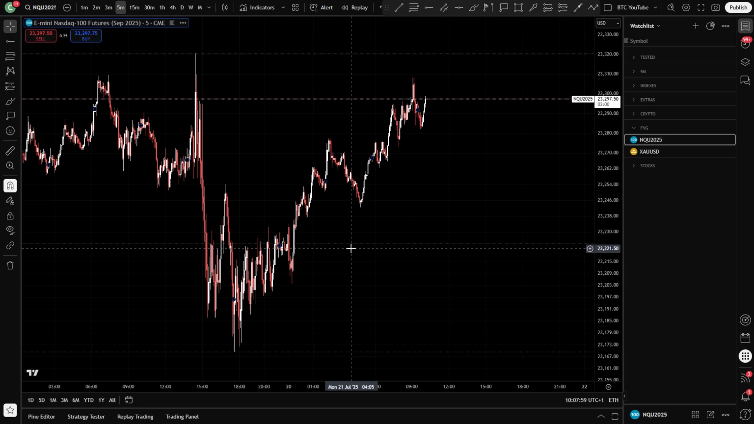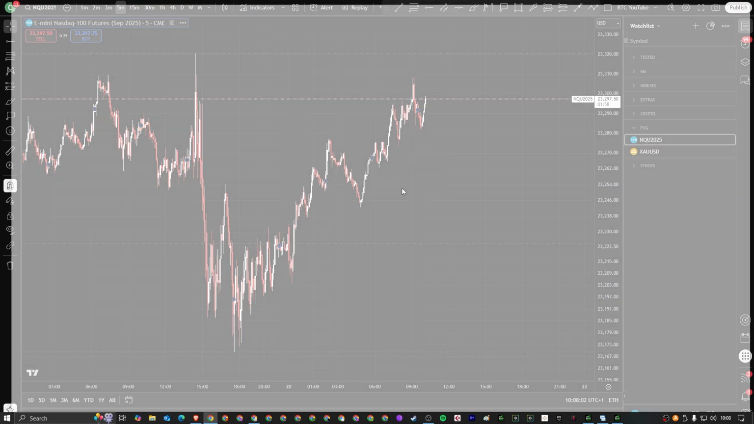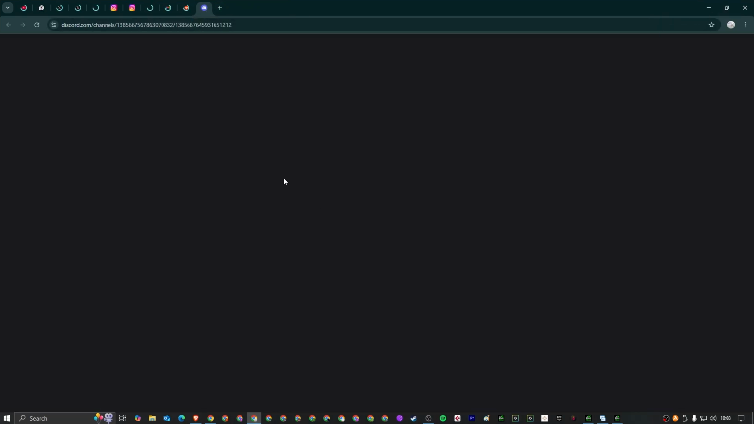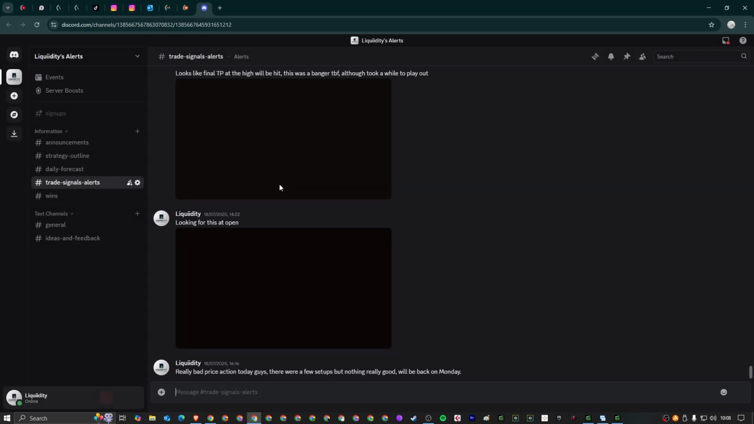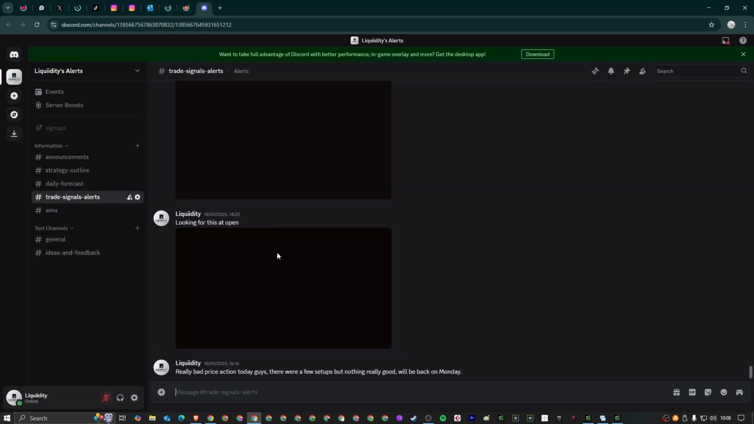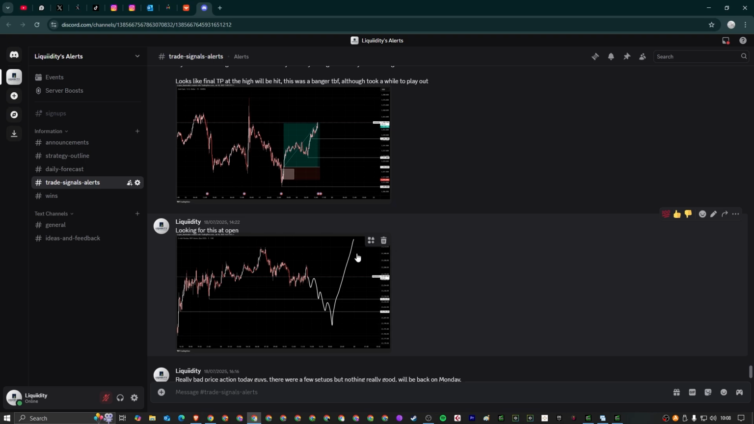Every day I post a daily outlook. Let me just show you. I just opened this up before. Every day in the Discord, I post a daily outlook. So basically levels to watch for. You can set alerts for those levels so that you're ready for those potential areas that we're going to be getting into.